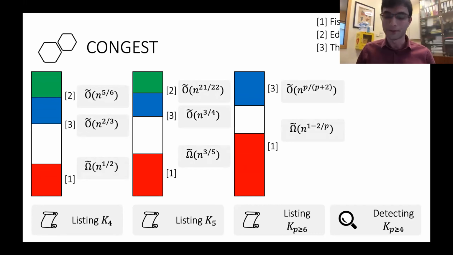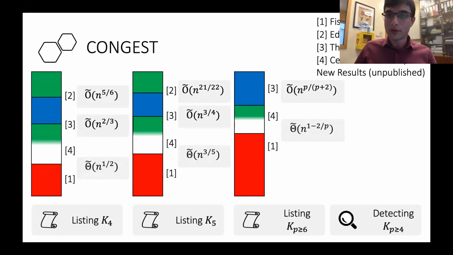Now, after this work, we collaborated with Yijun Chang, and we have an unpublished work which solves this problem optimally for cliques of all sizes.